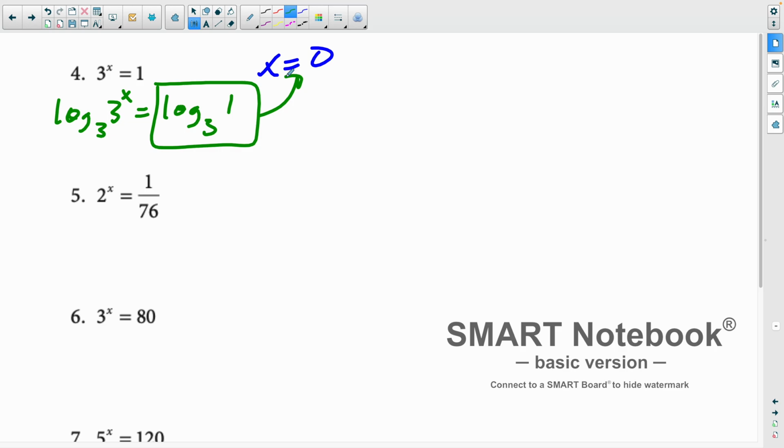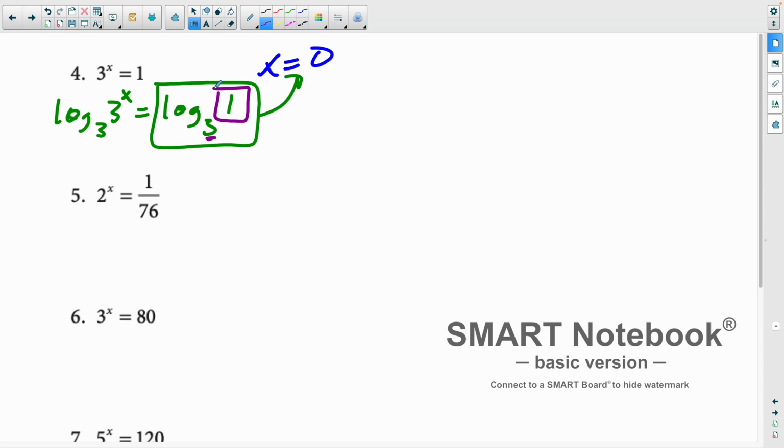All right, now here's a shortcut, or here's another property. I don't care what this is right there. If that is a 1, it doesn't matter what the base is. If that's a 1, the answer is always going to be 0. So that's another little property.